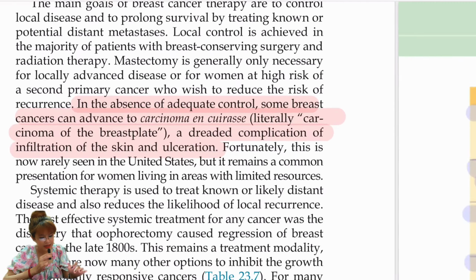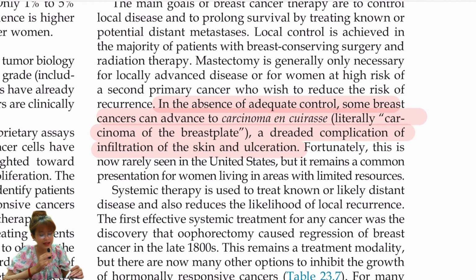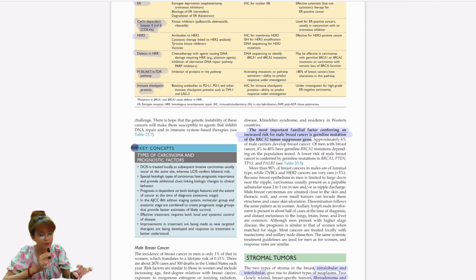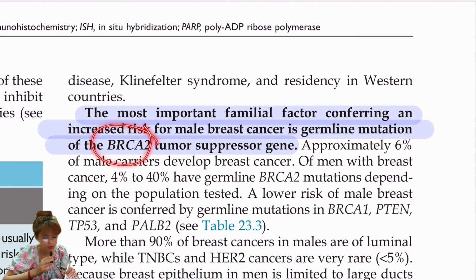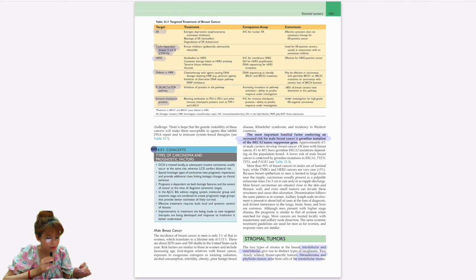Another point is that in the absence of adequate control, some breast cancers can advance to carcinoma en cuirasse, which means carcinoma of the breastplate, a dreaded complication of the infiltration of the skin and ulceration. And now if we talk about male breast cancer, then this gene is important. You must remember that the BRCA2 gene plays an important role in male breast cancer.